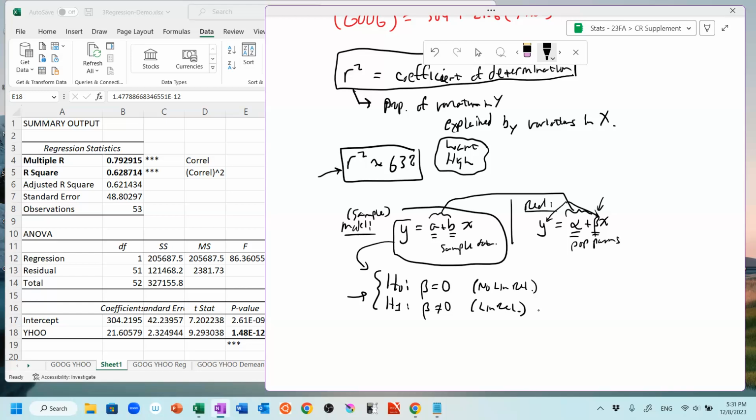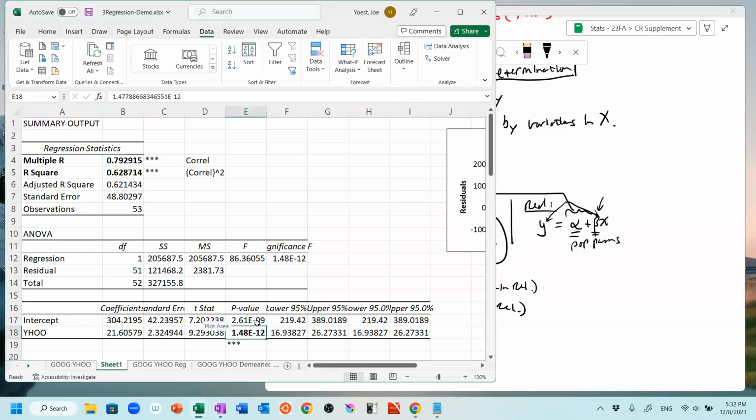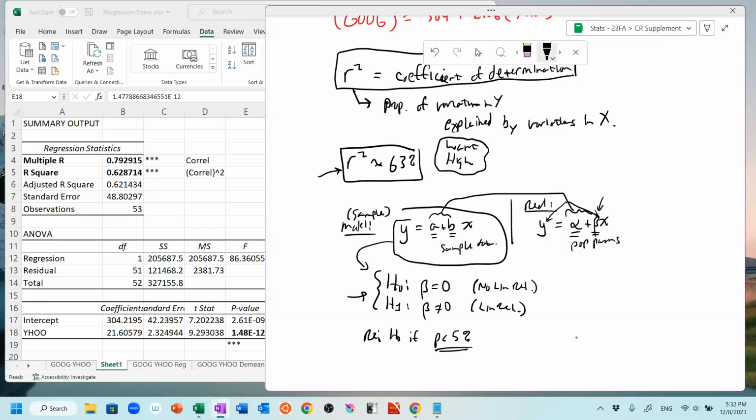So can we reject H0 in favor of H1? Well, maybe if P is less than, say, 5%. For instance, that would probably be a fairly typical one to use. Usually we don't have to really worry about 1, 5, or 10%. We typically get p-values that are like this. The p-value here, this E means times 10 to the power. So our p-value, 1.5 times 10 to the minus 12.